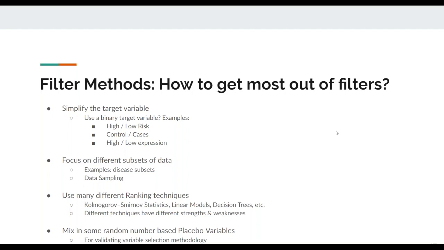There are also a lot of different ranking techniques that can be used. Similar statistics are widely used in this case, linear models, decision trees, and so forth. And all those techniques have different strengths and weaknesses, as you can probably see.